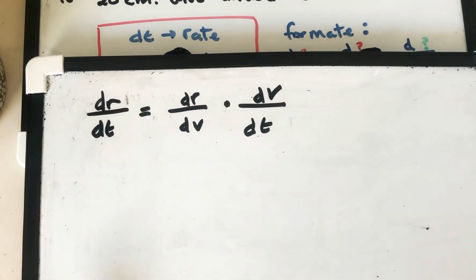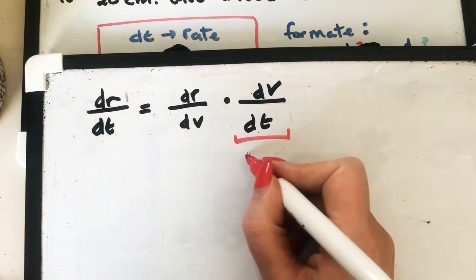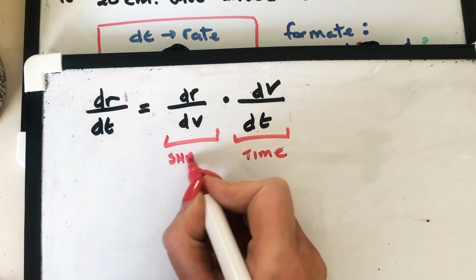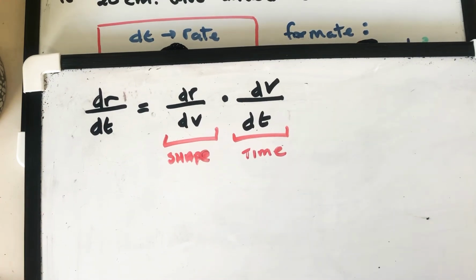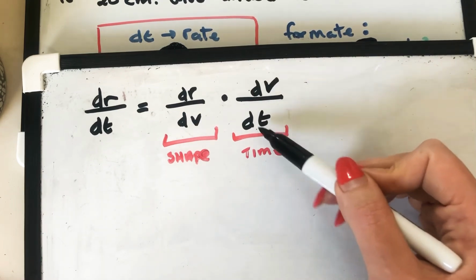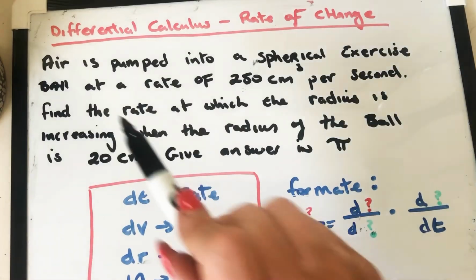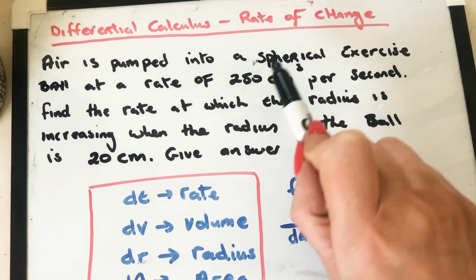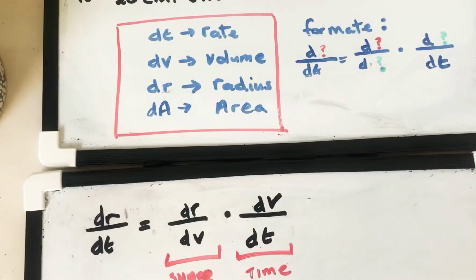Next, you're going to label your two fractions. This one is always related to the time, and this one is always related to the shape. Time and shape. So we need to look in our question to see if we can find something that has V and t represented within it, in other words, centimeters cubed and a time unit, whether it be seconds or minutes. It says at a rate of 250 centimeters cubed per second. So the centimeters cubed represents the V element and the second represents the t element.